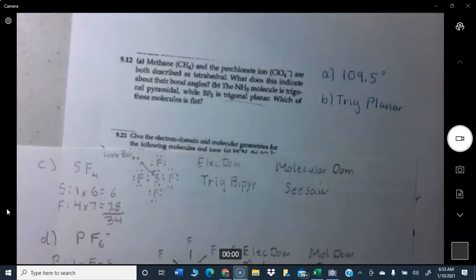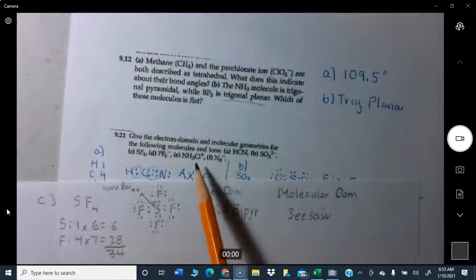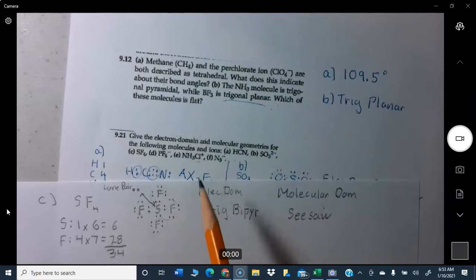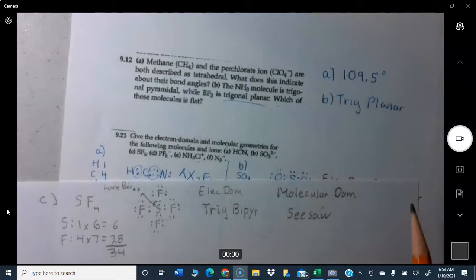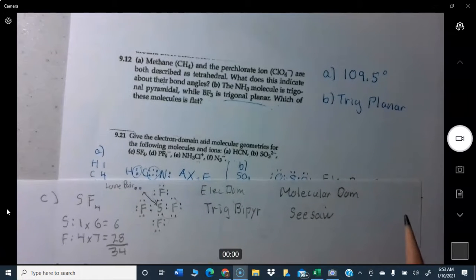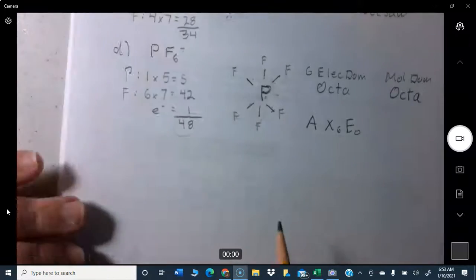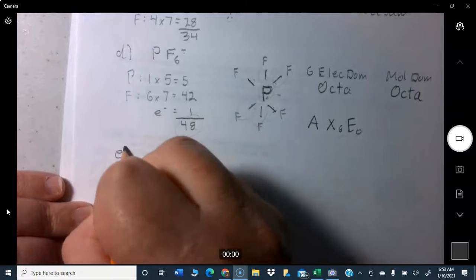Okay, let's keep going. Where are we? NH3Cl plus. Okay, and that's a Cl plus. Okay, so we continue with NH3Cl plus.